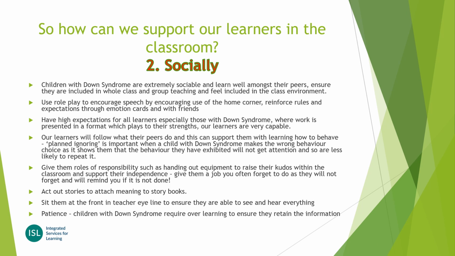Give them roles of responsibility such as handing out equipment to raise their kudos within the classroom and support their independence. Give them a job you often forget to do, as they will not forget and will remind you if it is not done. Act out stories to attach meaning to storybooks. Sit them in the front in teacher eye line to ensure they are able to see and hear everything. Exhibit patience. Children with Down syndrome require overlearning to ensure they retain the information.